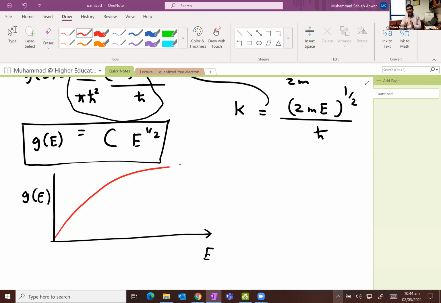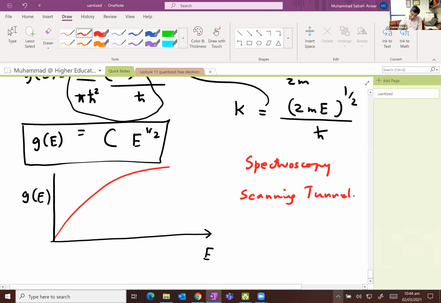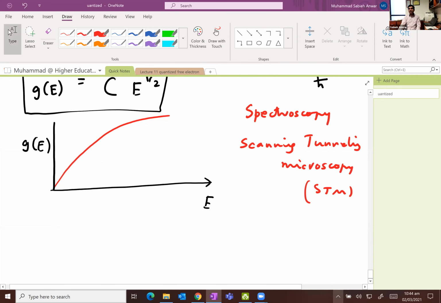All right. So this is the density of states for free electrons, which are quantized according to quantum mechanical principles, in a three-dimensional solid. And the density of states can be measured directly in different experiments, with spectroscopic experiments. The most popular technique is scanning tunneling microscopy, STM. And by the way, by looking at the variation of the density of states with energy, you can tell what the dimensionality of the solid is.